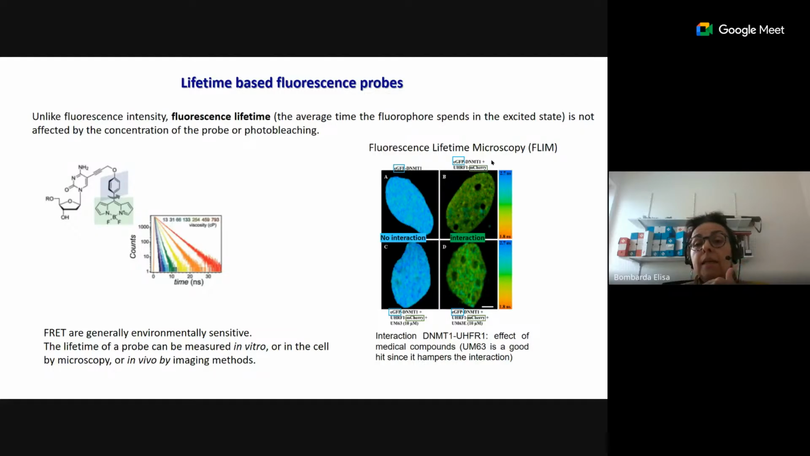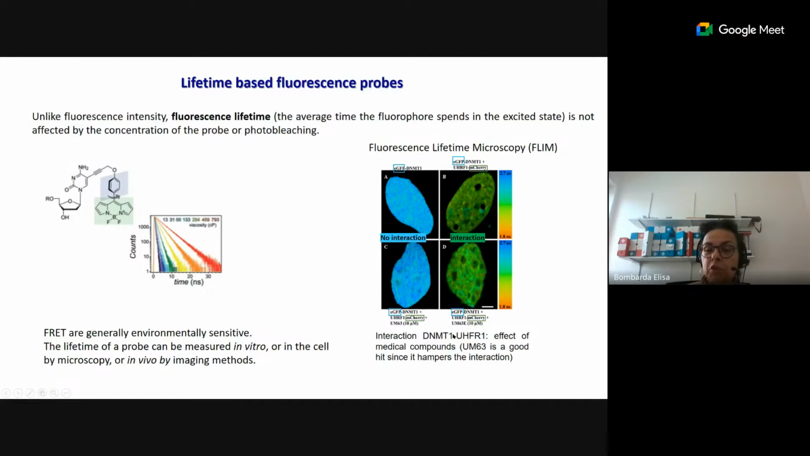Here, briefly, in this picture, you can see the interaction between these two proteins, DNMT1 and UHRF1. In this case, the aim is to find a medical compound that interferes with the interaction of these two molecules.